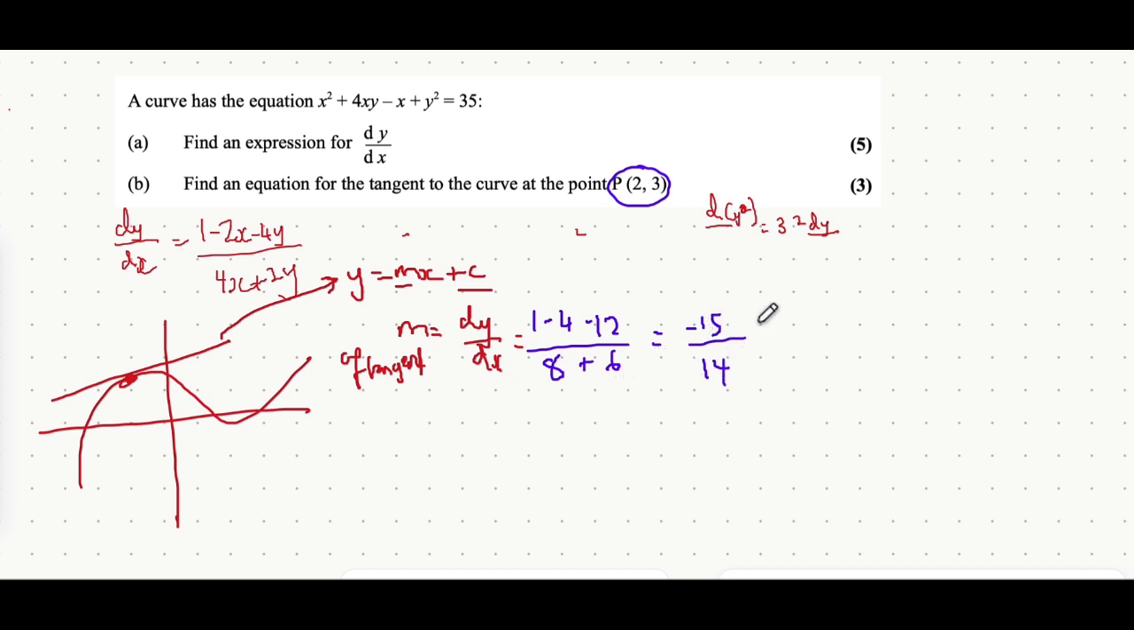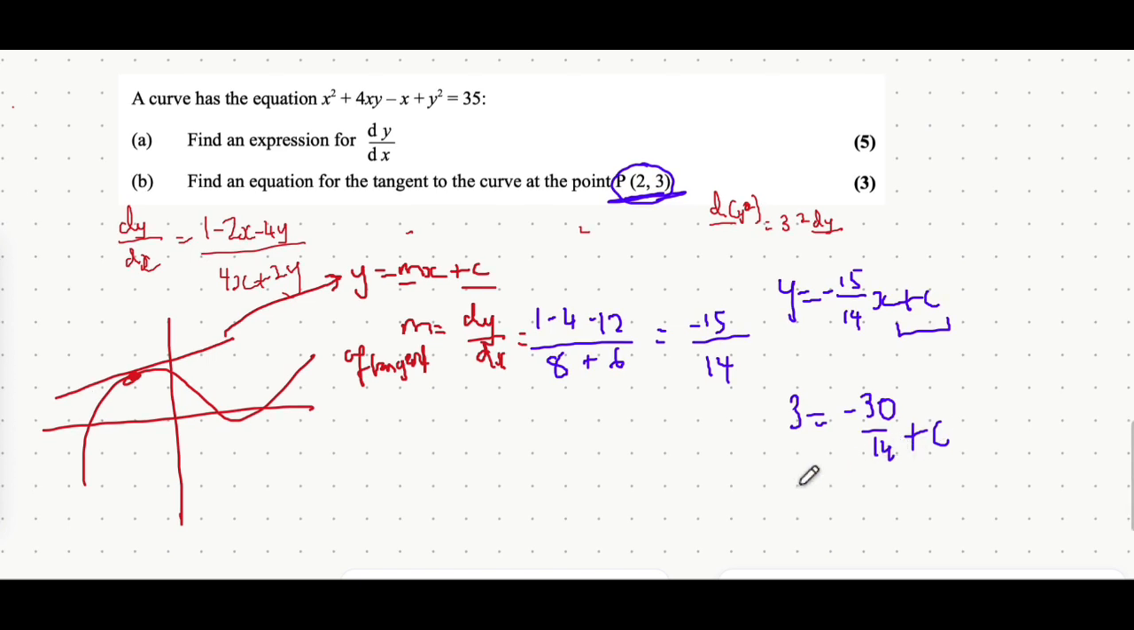Now that we've got the gradient of the tangent, we can put it into the form y equals mx plus c. y equals minus 15 over 14 x plus c. Now we need to find the value of c though. Because we know the tangent and the curve both meet at this specific point, we can substitute x equals 2 and y equals 3 into this expression to find the value of c. So let's do that. Replacing y with 3: 3 is equal to minus 15 over 14 times 2, which is minus 30 over 14, all plus c.